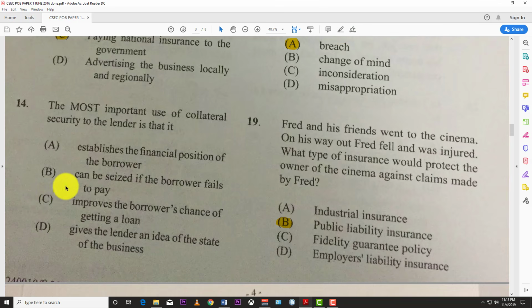Let's remove this one. So the best answer here is B. My train of thought for C was that they're talking about the borrower, but no, they say the lender, most important for the lender, and it can be seized if the borrower fails to pay. So if the borrower fails to pay the money, of course the lender would seize the capital, the collateral. All right, number 15.